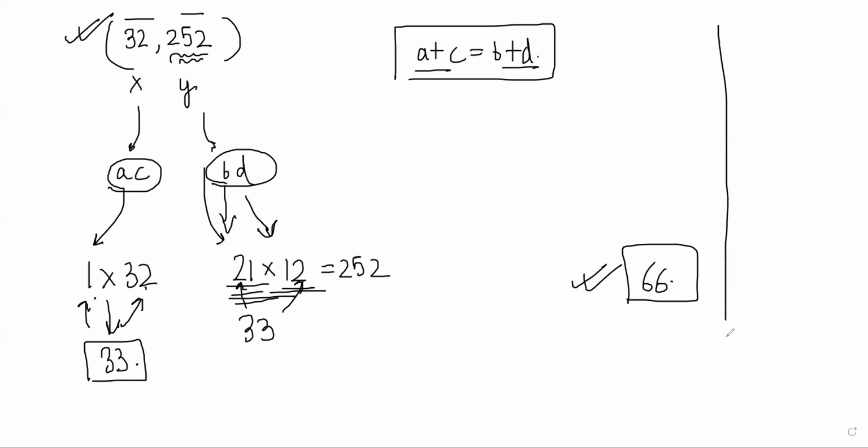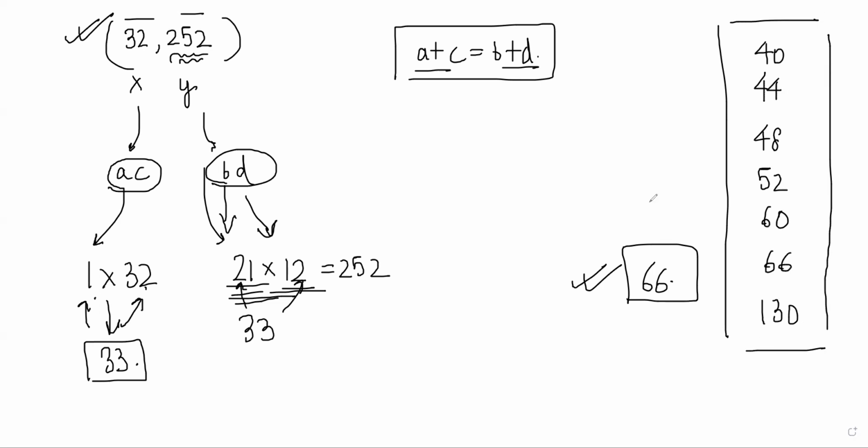The list of possible perimeters is 40, 44, 48, 52, 60, 66, 130. So there are many possible solutions to this. Some of you have found 40. There are others also. You just have to keep trying. I just showed you 66. Is everyone clear on what is happening?